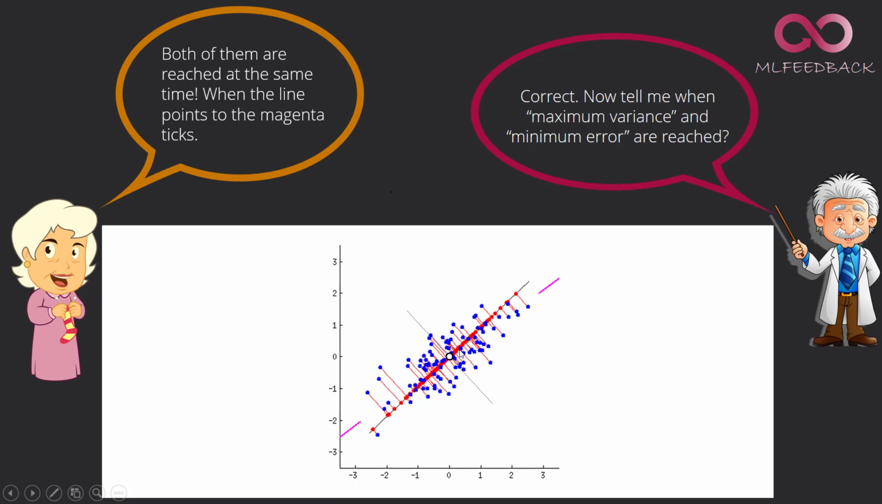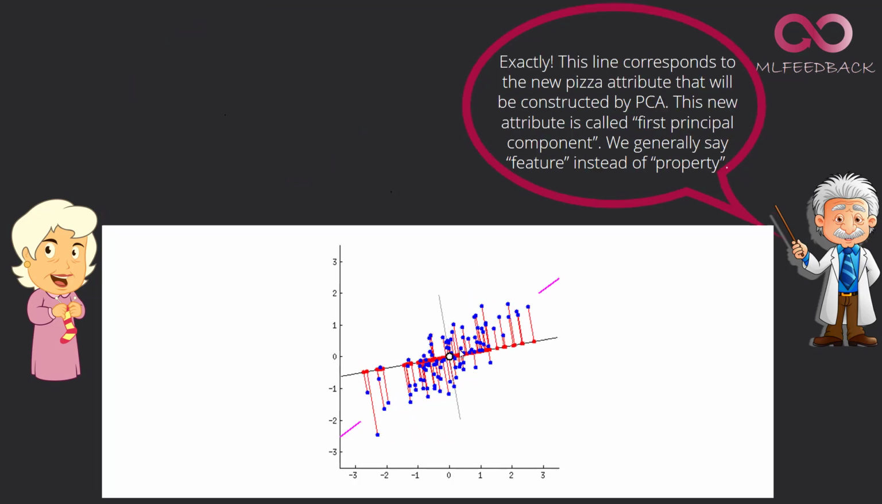That is exactly what Granny also found out. Both of them reached the same time. When the line points to the magenta tick, that's exactly what we have discussed in the previous recording. That's what Prof. Albert says. This line corresponds to the new pizza attribute that will be constructed by PCA. This new attribute is called the first principal component.